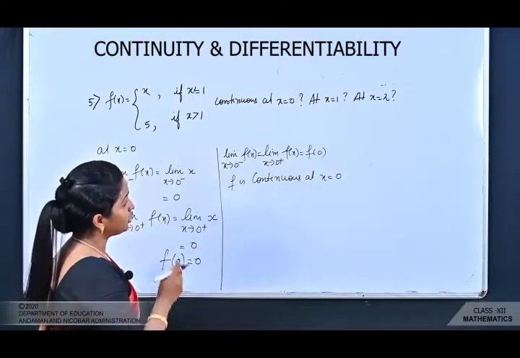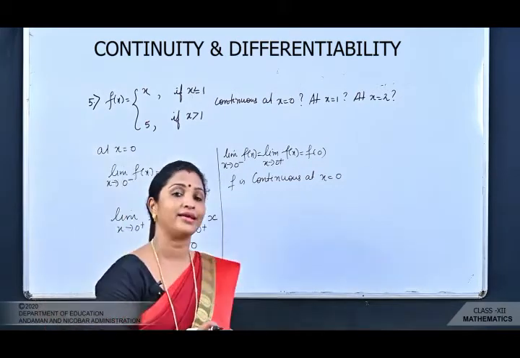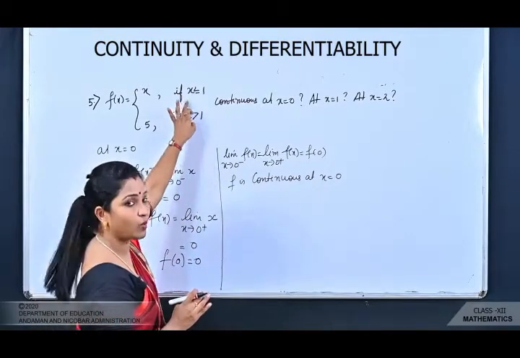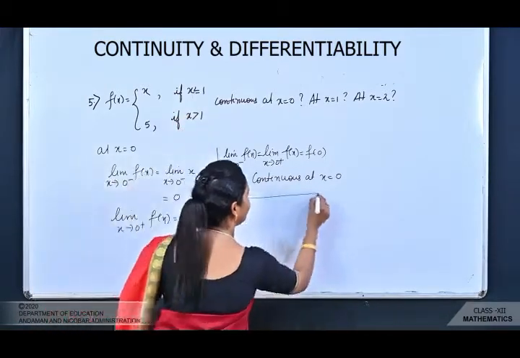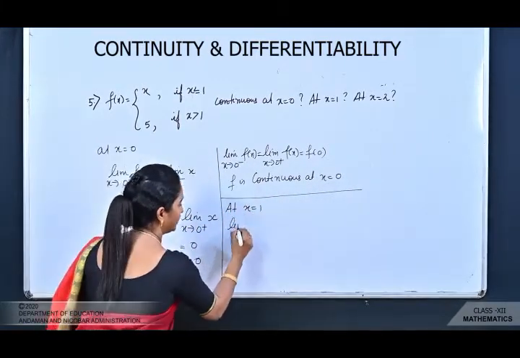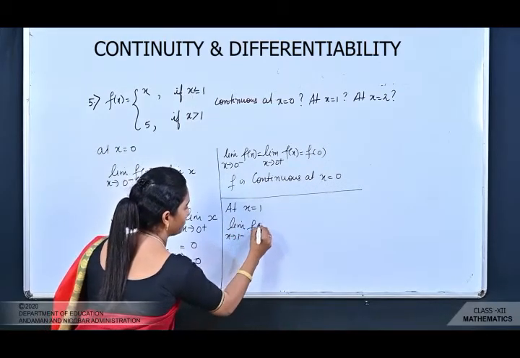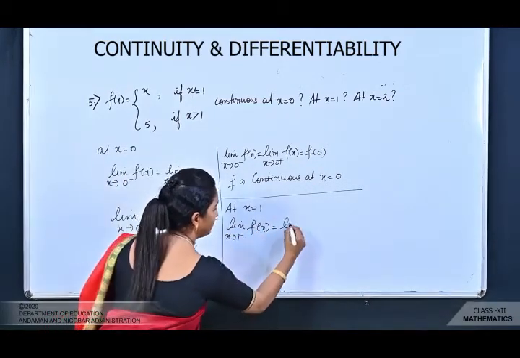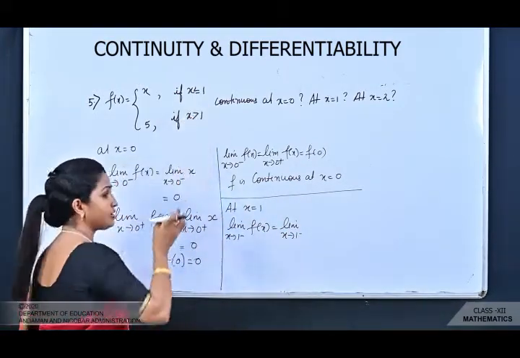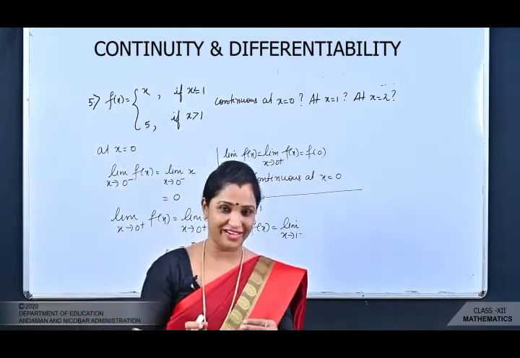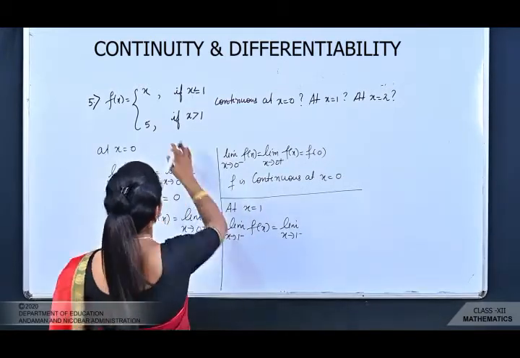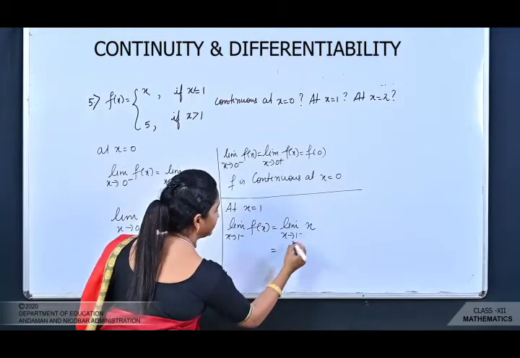Clear? Now again you have to prove for x is equal to 1 and x is equal to 2. x is equal to 1, again very simple. See here, both the conditions are given at 1 only. So what you will do? At x is equal to 1, you will take limit x tends to 1 minus f(x), the left hand limit, meaning approaching 1 from the left hand side. So when you approach 1 from the left hand side, the value of the function will be x. So when you write the answer, you're going to get 1.